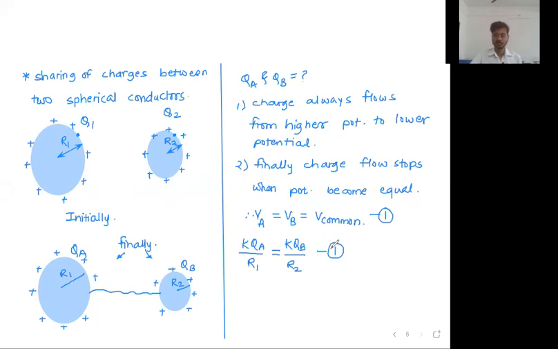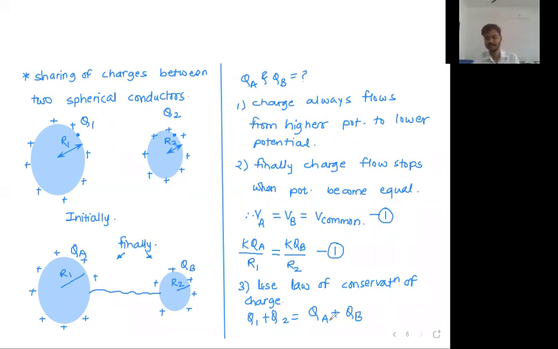Good. So now we have the first equation with unknowns qa and qb. Now we want only the second equation that will give us the answer. The second equation is very simple. Use the law of conservation of charge. What do we have to do? Implement the law of conservation of charge. Total initial charge q1 plus q2 is equal to total final charge qa plus qb. Charge will get redistributed but will not get destroyed or created.